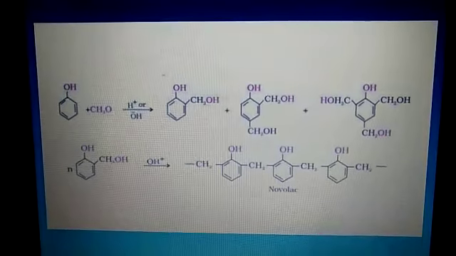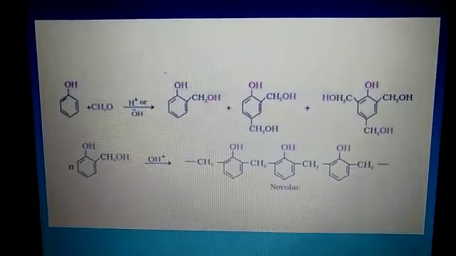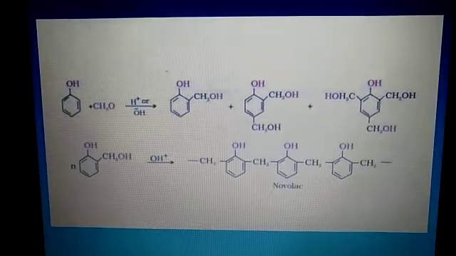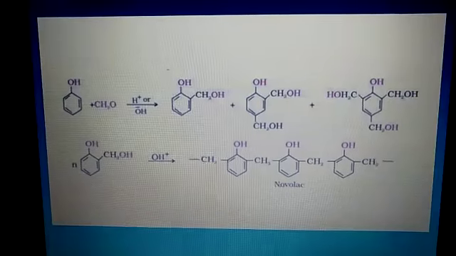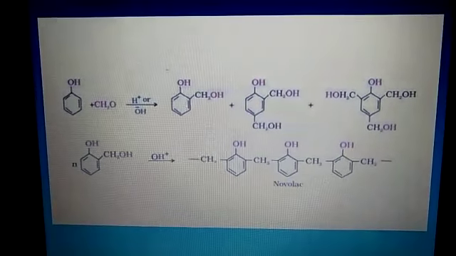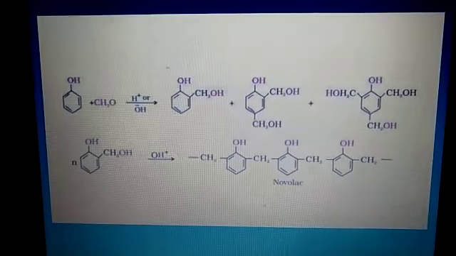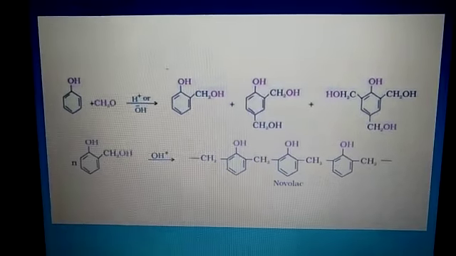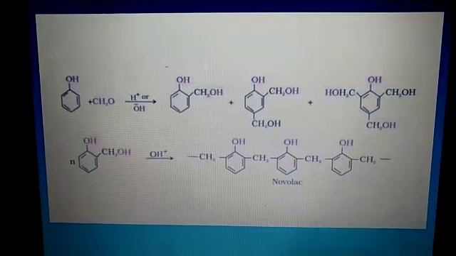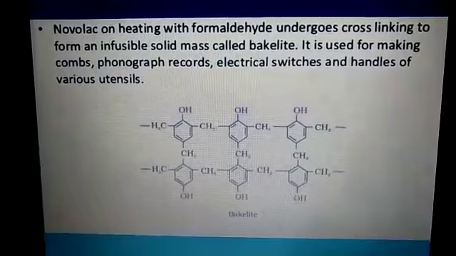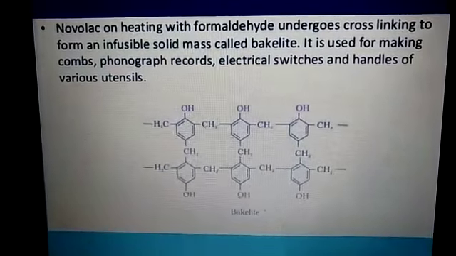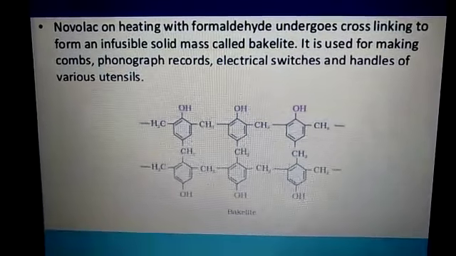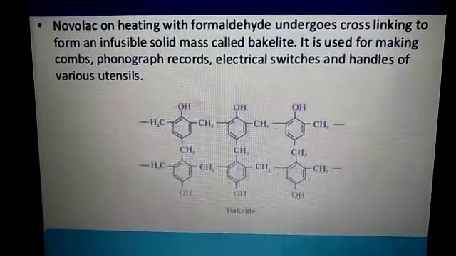show the condensation reaction with formaldehyde in presence of acidic or basic conditions to form orthohydroxymethylphenol, 2,4-dihydroxydimethylphenol, and 2,4,6-trihydroxytrimethylphenol. On linear combination of orthohydroxymethylphenol, we are able to get the novolac. The novolac on heating with formaldehyde undergoes cross-linking to form an infusible solid mass called bakelite.